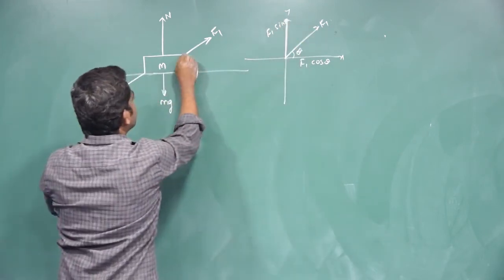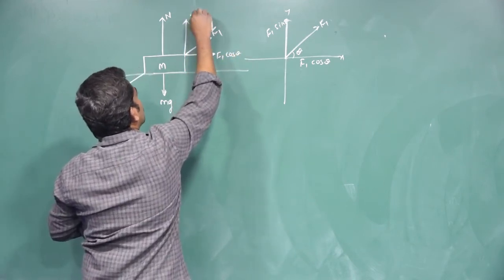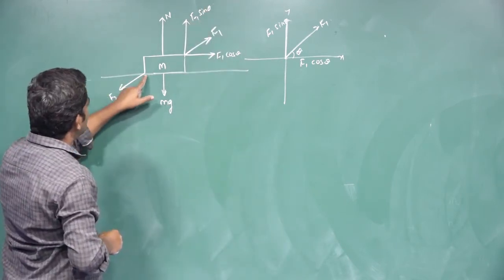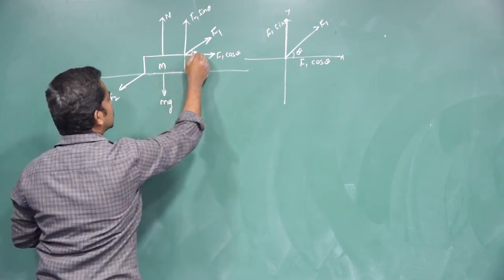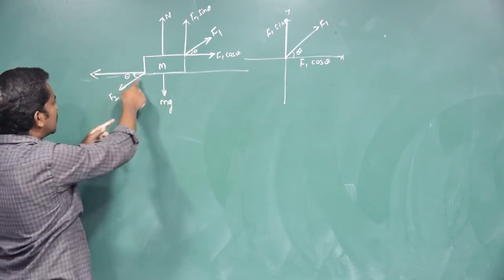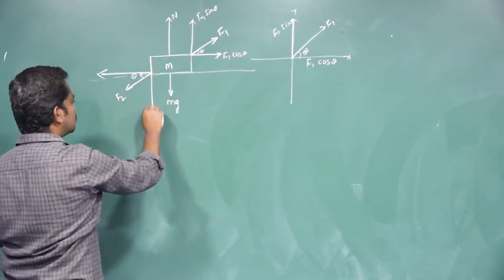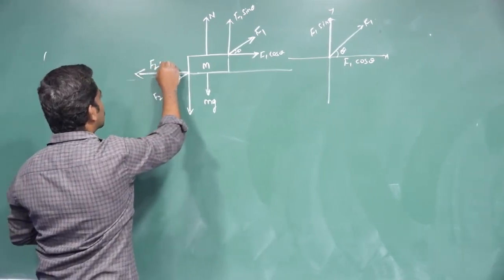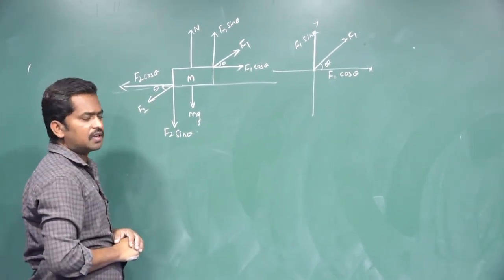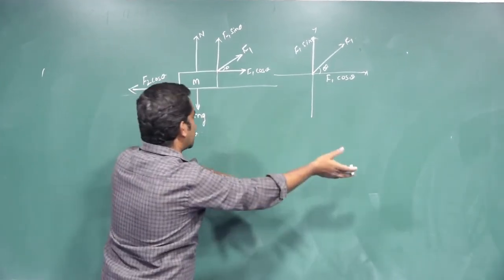Apply the same phenomena. F1 cos theta, and here this component is F1 sin theta. Same in F2, making an angle theta. Here F2 is divided into 2 components, one horizontal and another vertical. Horizontal is F2 cos theta, and here this is F2 sin theta. I want to consider the upward force, downward force, right side force and left side force.